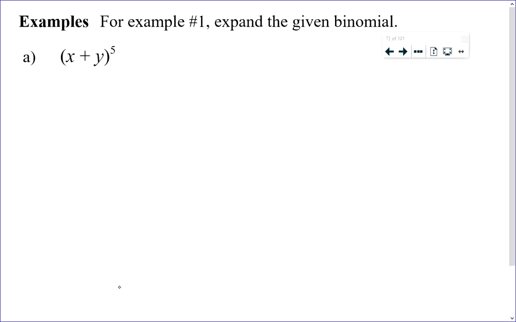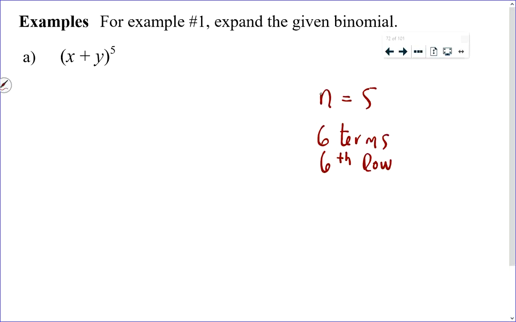Let's use that now to expand x plus y to the 5. Well, that's going to be, since n is 5, that means there are 6 terms. We need to look at the 6th row of Pascal's triangle. Now you can go back in your note package and look at the 6th row. I'm simply going to take the 5th row and build the 6th row from it.